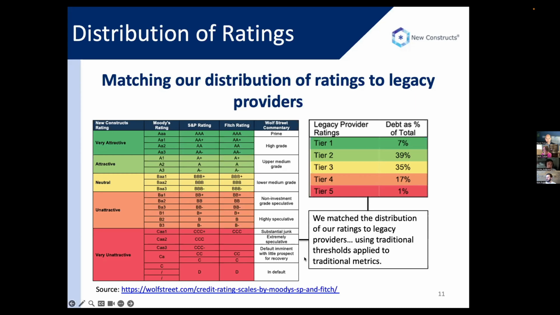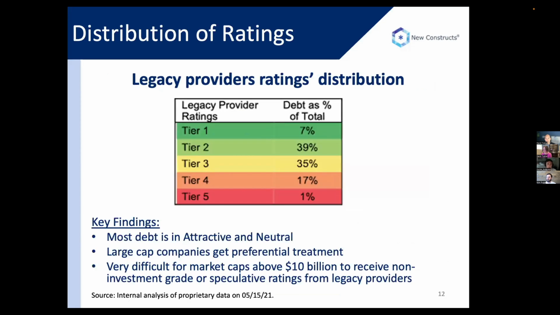I would say below unattractive, you start to get into very speculative territory. And then obviously very unattractive is really reserved for the worst of the worst, the companies that are on the verge of bankruptcy effectively. But I want to go into more detail in the next slide about this legacy provider ratings. I want to talk about some of the key findings here that we saw.